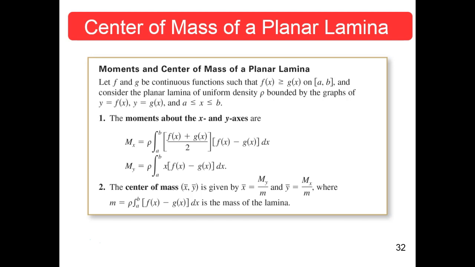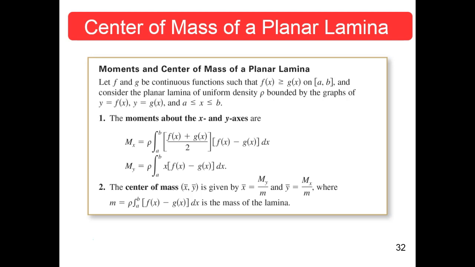And consider the planar lamina of uniform density rho bounded by the graphs of y equals f of x on top, g of x on the bottom, a to the left, b to the right on x. The moments about the x and y axes: the moment about the x-axis is going to be rho times the average y, times the difference between the heights of that strip, times the thickness of the strip.